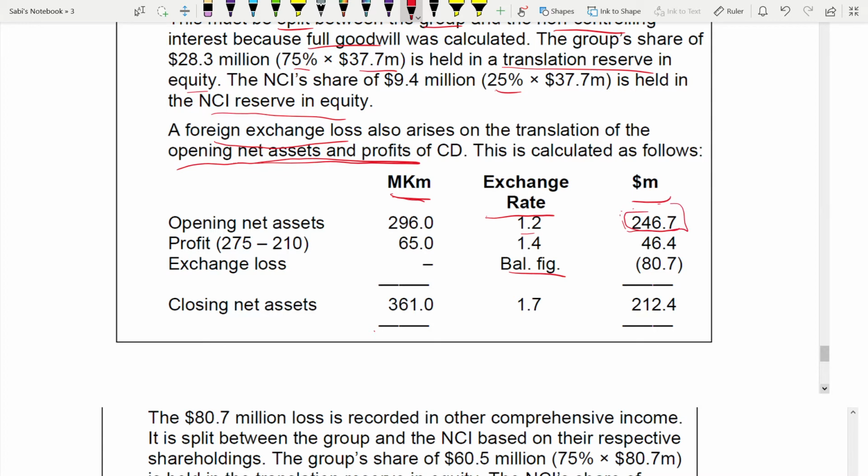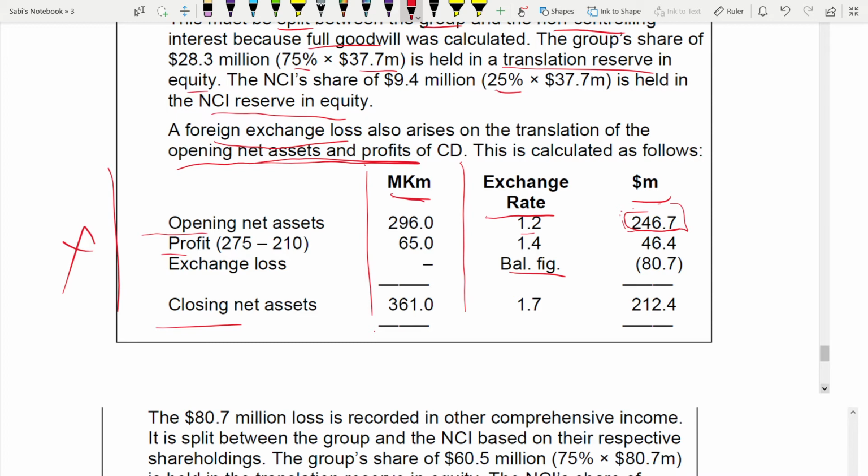Now, one by one, don't struggle with everything. Finish one line, then go to the next line, then the next. When you're dealing with opening net asset, don't jump into the profit. Finish that whole line, MK, exchange rate and dollar, then come to the profit and finish the profit. Exchange loss, leave it and then go to the closing net asset. Balancing is exchange loss. This is going to save your time. Most of you think that we'll write it vertically, but no, you have to go across horizontally, not from top to bottom, but across from left to right.